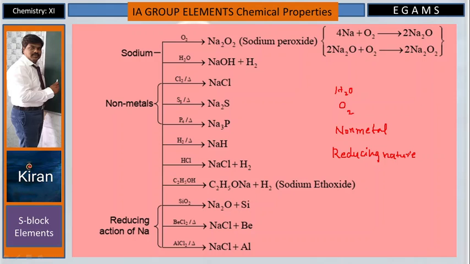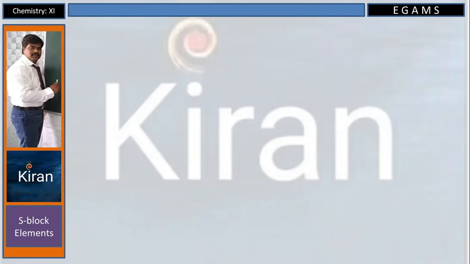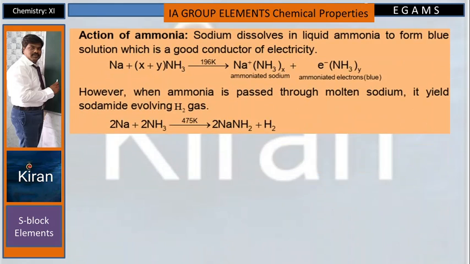That ends the first group elements. Good. Now coming to the second group elements. Sorry, first group elements, one more chemical property is there, that is action of ammonia. This is a very, very important question, most of the time asked in competitive exams. See here, action of ammonia.